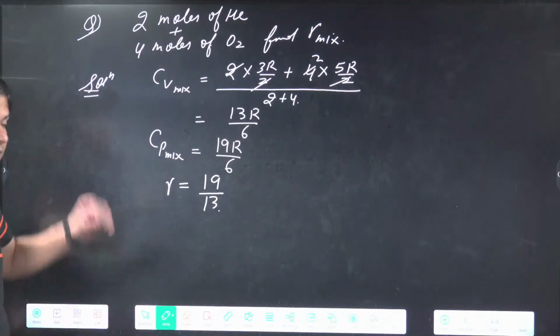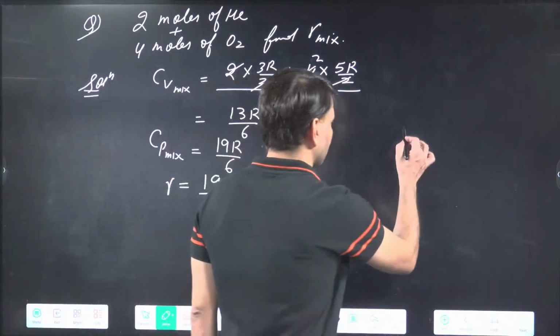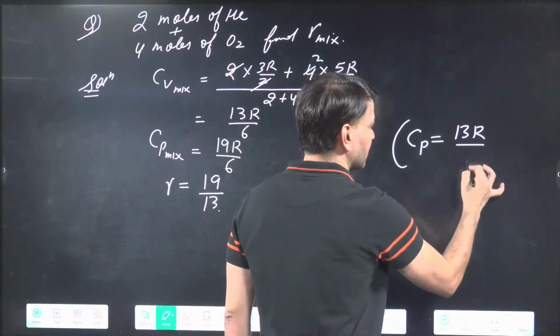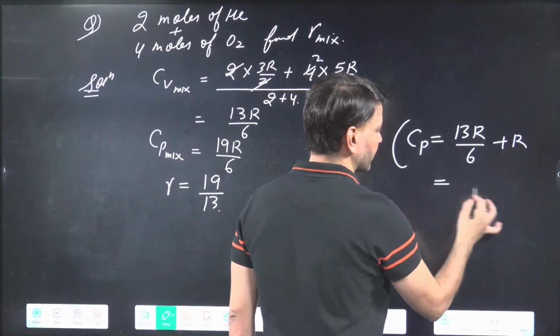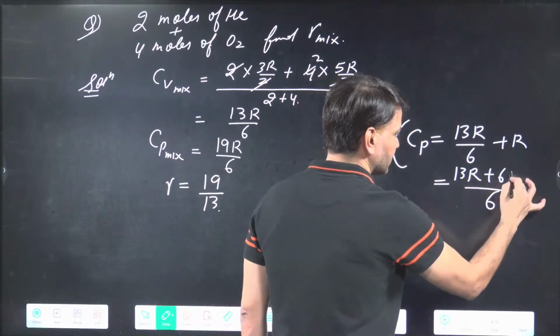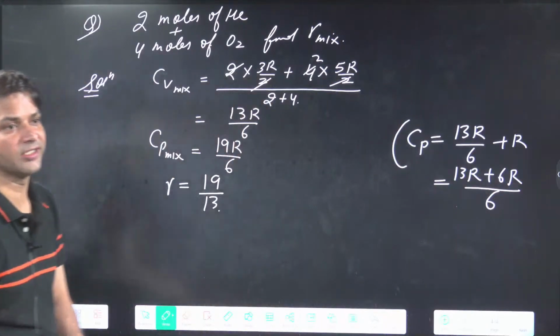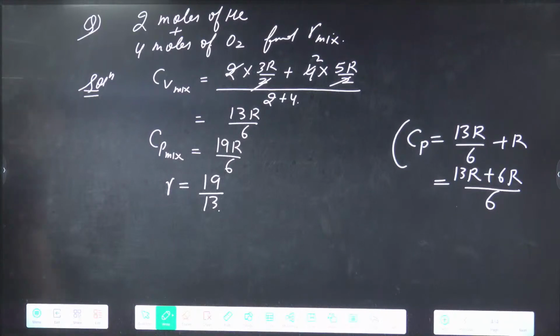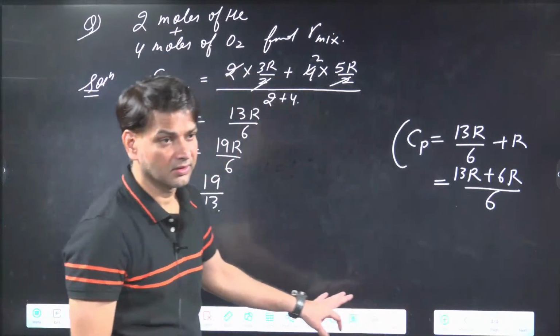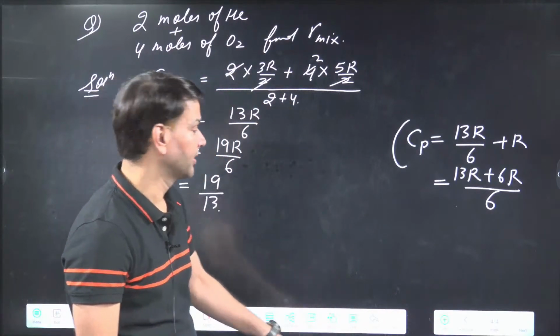How 19? You don't know the addition. You'll say what? CP is equal to CV. CV is 13R/6 plus R. So take the 6 LCM. So what will you get? 13R plus 6R. So that's 13 plus 6 is equal to 19. Okay. Got it?